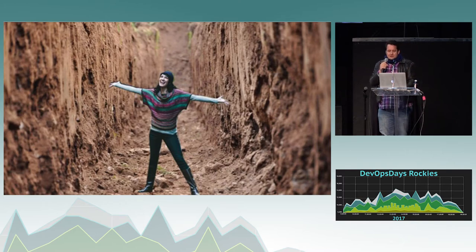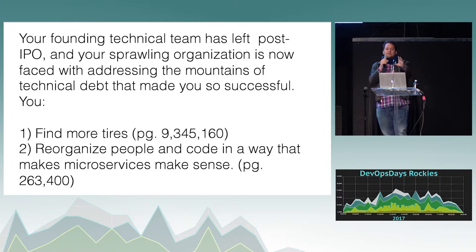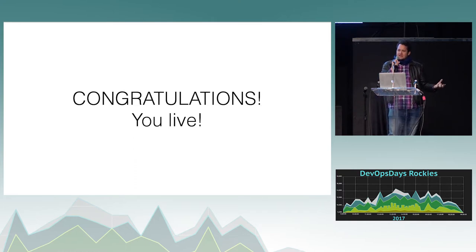So in this Choose Your Own Adventure book, you might find yourself on this page where your founding technical team has left post-IPO, and your sprawling organization of 25,000 people is now faced with addressing the mountains of technical debt that made you wildly successful, right? So choice one, find more tires, hire more people to carry them to the fire and light them. Just keep piling on. That's choice number one. Turn to some ridiculous page number. Number two is, okay, let's reorganize our people and code in a way that makes not necessarily microservices, but a services-oriented architecture, not capital SOA, just services first and a decomposition based on business units, logical segmentation, that kind of thing. So either way, honestly, congratulations, you live.